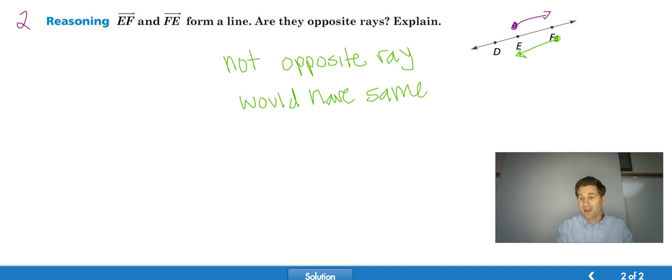You can tell my handwriting on here is super good. It's getting better, you know? Every year it gets better, I think.